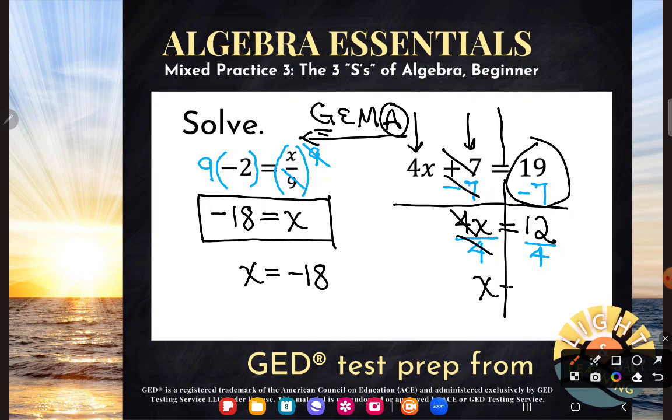They cancel. x is alone. Hey. That's what we wanted. I'm feeling silly this morning now. And 12 divided by 4 is 3. x is alone. Sweet. I'm done. x is equal to 3.